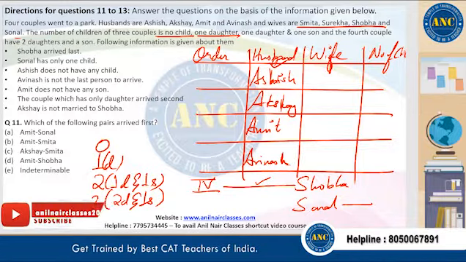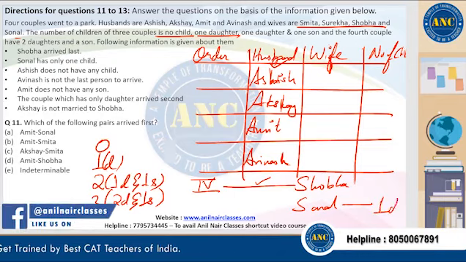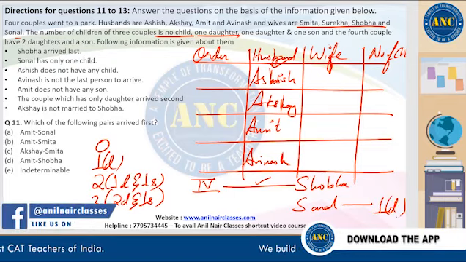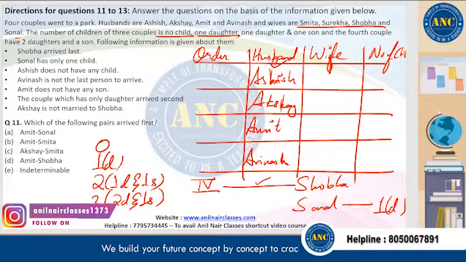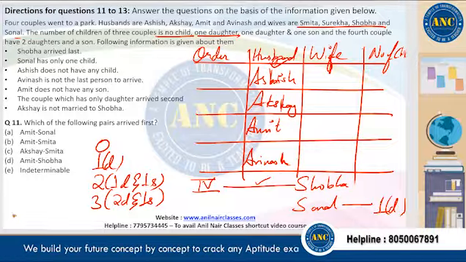So Sonal has only one child, that has to be a daughter for sure. Ashish does not have any child. So till now we are only fitting data outside the table. For the first time we start fitting data into the table.